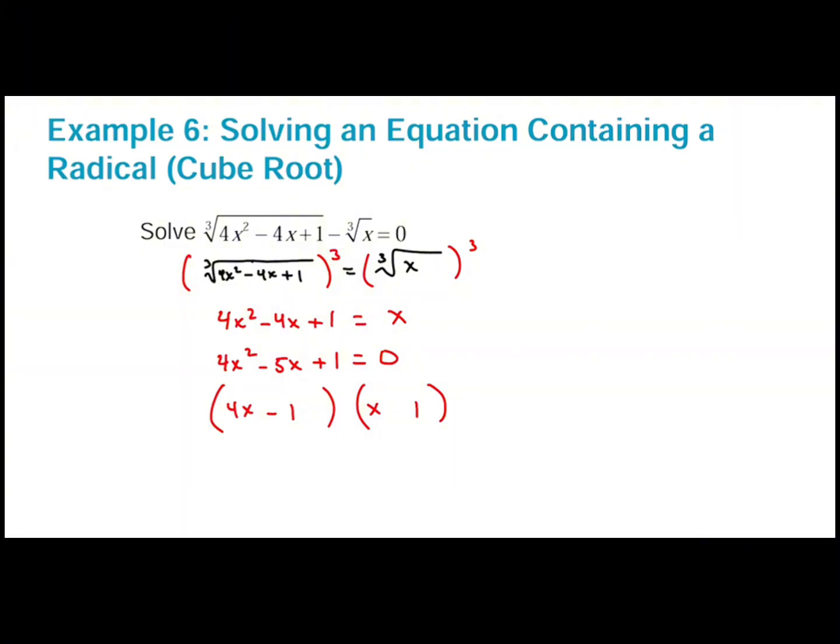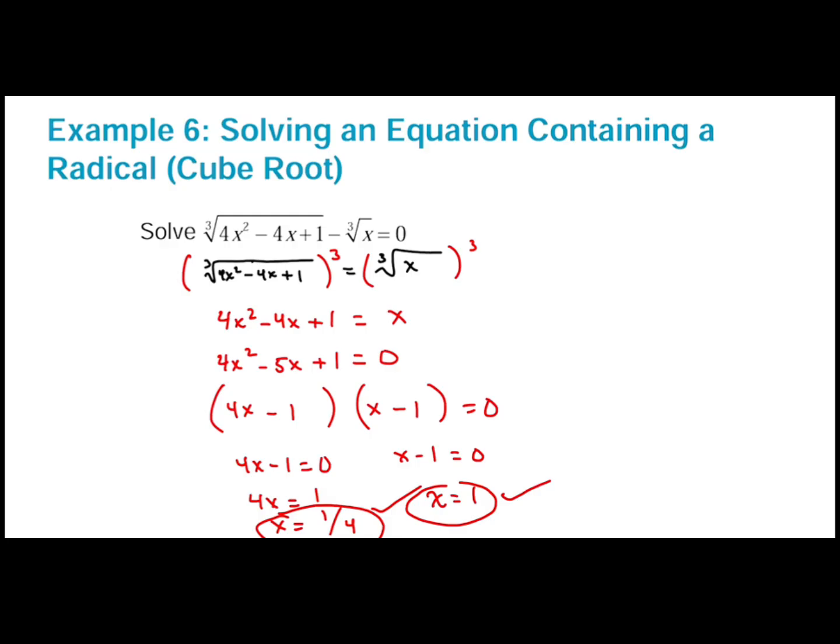It should be minus 1 because negative times negative is a positive. And that's equal to 0. So I'm going to get 4x minus 1 is equal to 0 and x minus 1 is equal to 0. Therefore, I'm going to have 4x is equal to 1 and x is equal to 1/4, and I'm going to have x is equal to 1. Now, we have to look at it to make sure that they are valid, right? So when we plug it back in, we've got to see if they're valid. Just take your calculator to see if they both are valid, and they both check out. All you've got to do is plug it back in.